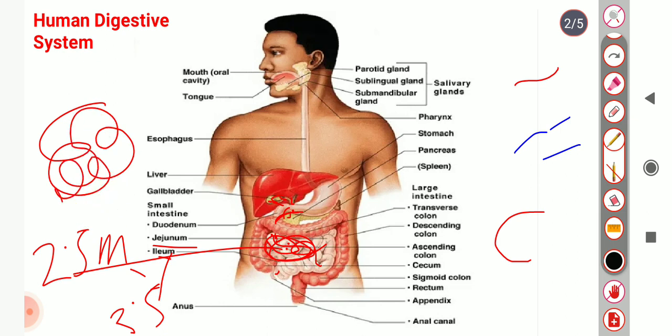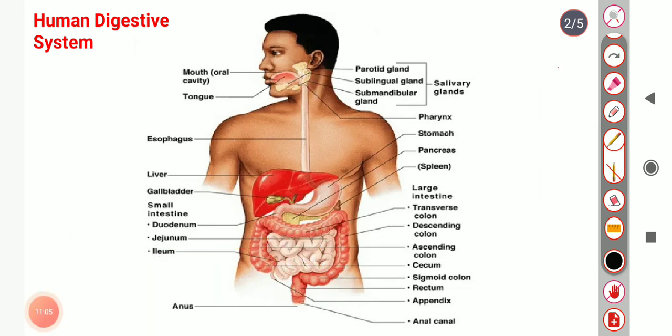So this is all about the small intestine. Let's come to the function of the small intestine. The small intestine completes the digestion of protein, carbohydrate, fat, and nucleic acid, and it absorbs nutrients into the blood and lymph. It secretes certain hormones such as cholecystokinin and serotonin, and it also secretes digestive enzymes.